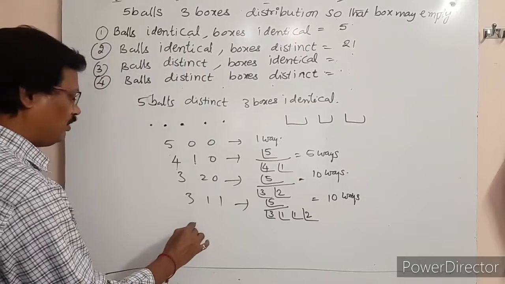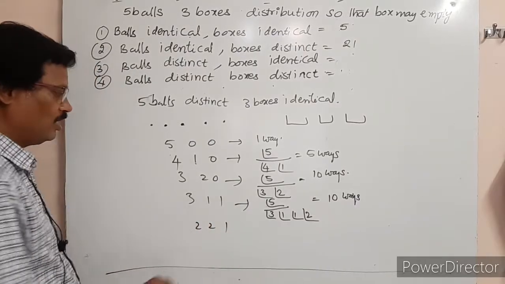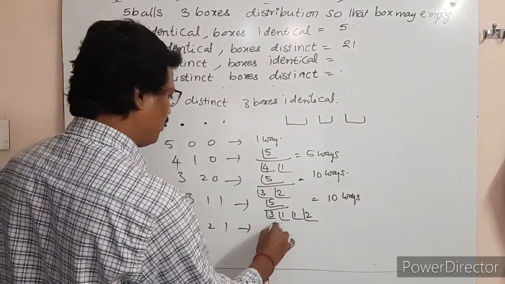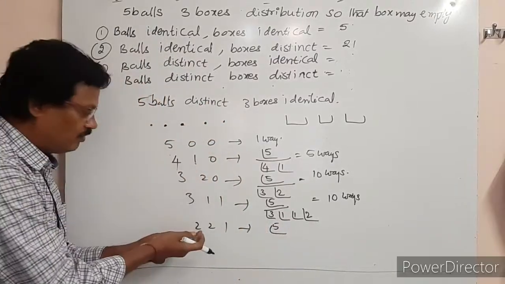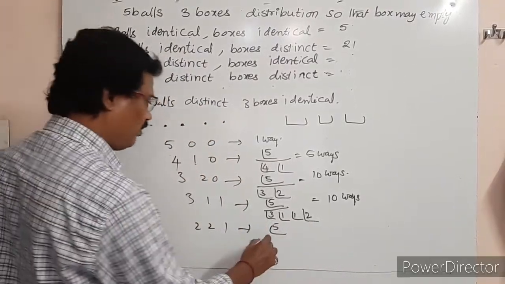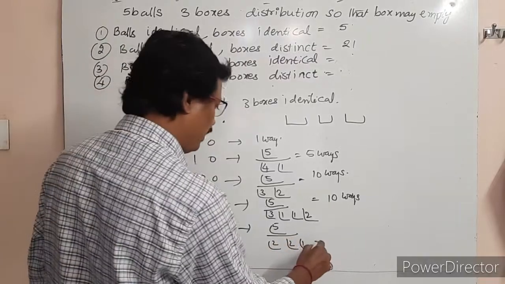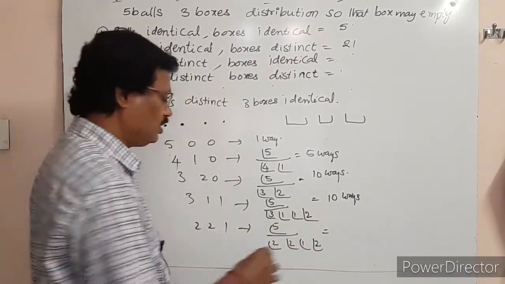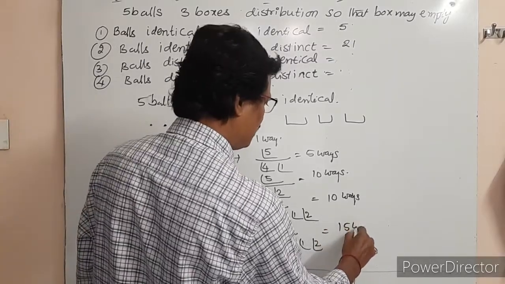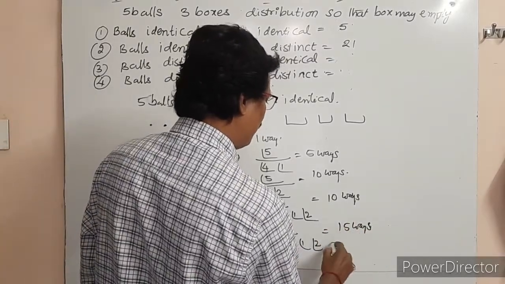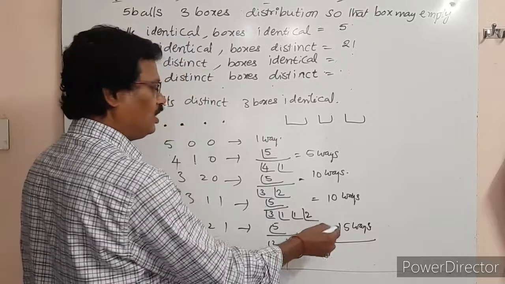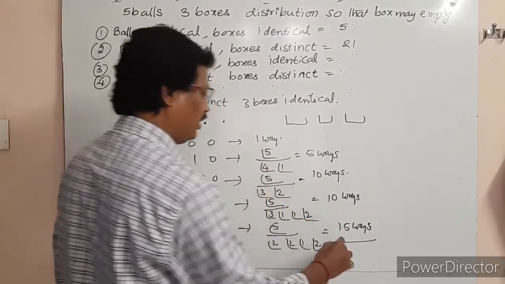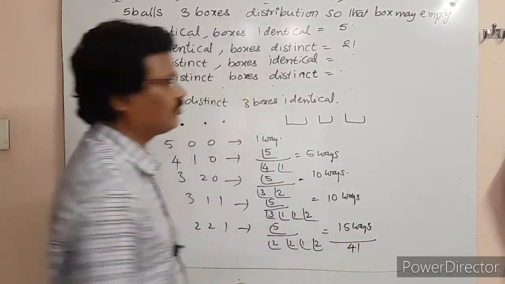Okay, and next one 2, 2, 1. Now here 5 factorial by 5 distinct balls divided into 3 groups, 5 factorial by 5 equal groups into 2 factorial. Now this is how much? 15 ways. Therefore total how much? This is 25, 35, 40, 41. Therefore we got the 41.